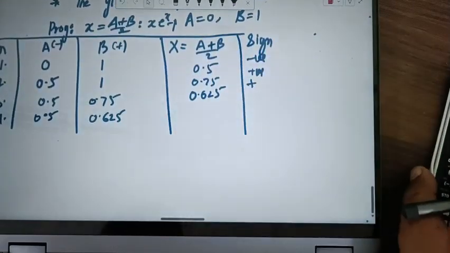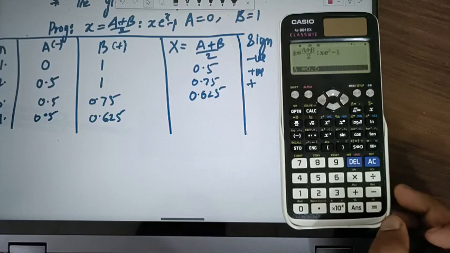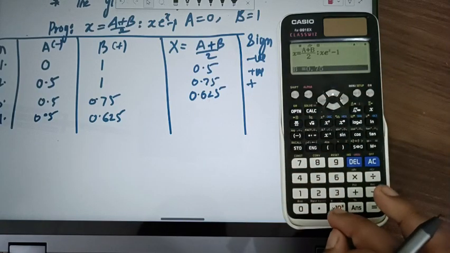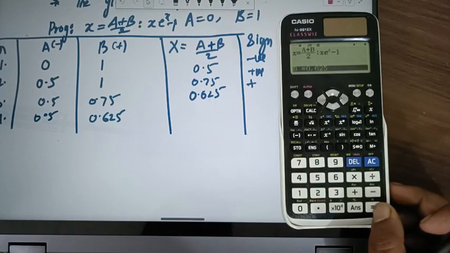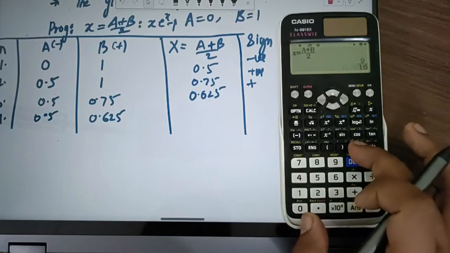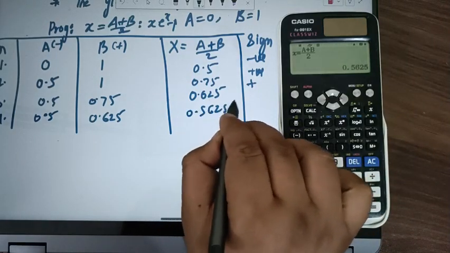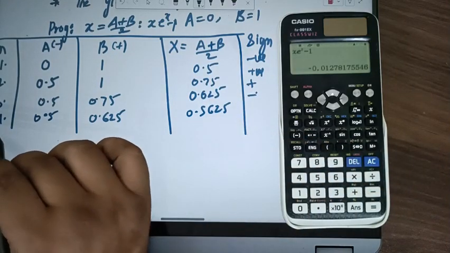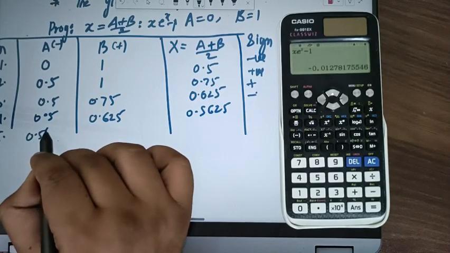In your calculator, again change the value of a and b. The value of a is unchanged. With the up arrow change the value of b to 0.625, then press equal. The new value is 0.5625, then press equal. What about the sign? The sign is negative. So in the fifth iteration the value of a will change to 0.5625.